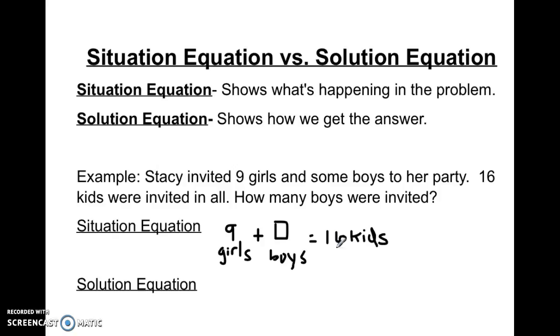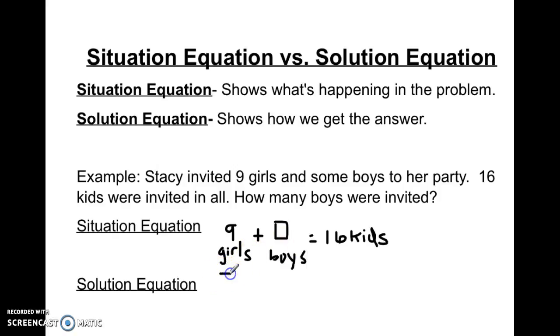So when we see a problem like this, I always tell kids to think of the opposite operation. And what I mean by that is like the opposite of plus is subtract. The opposite of multiply is divide. And you want to do that operation on both sides to figure out the unknown. So in this case, I'm going to have to subtract 9 from both sides of this equation in order to figure out how many boys were at the party.